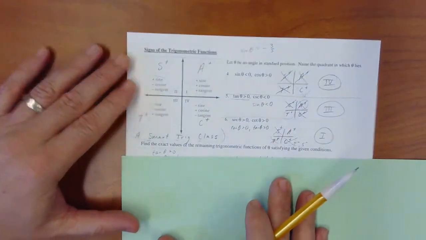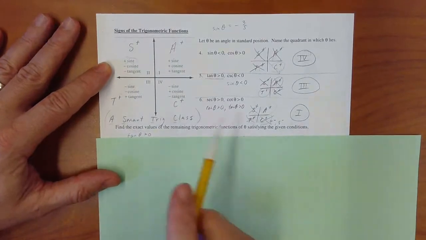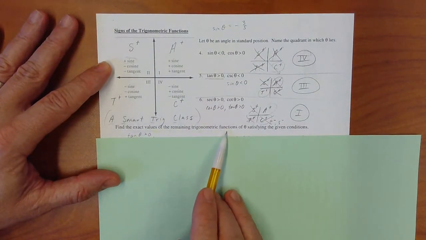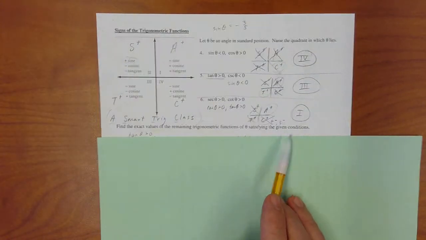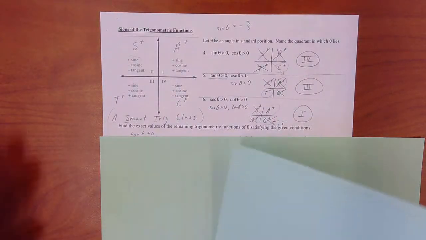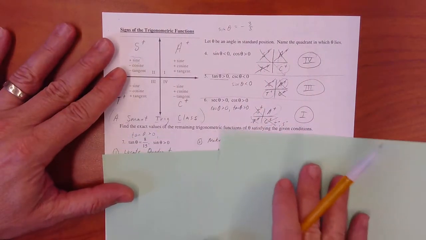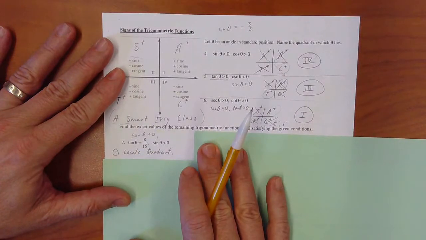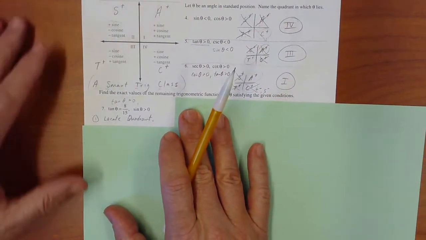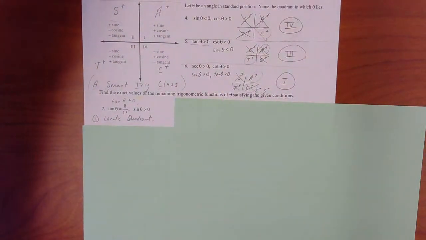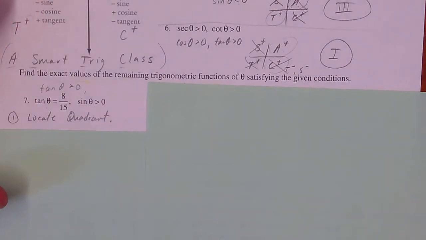Yep, example 7. Okay, so this reads, find the exact values of the remaining trig functions of theta satisfying these given conditions. First thing you want to do on a problem like this is figure out which quadrant this angle lies in. Okay, so I want you to write that down as the first step on a problem like this. Locate the quadrant.